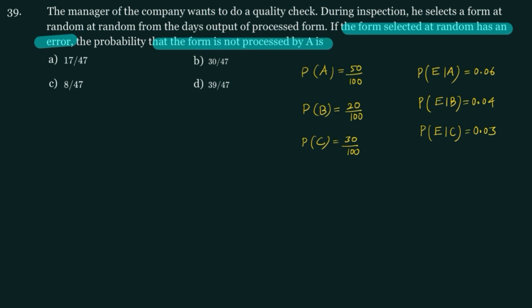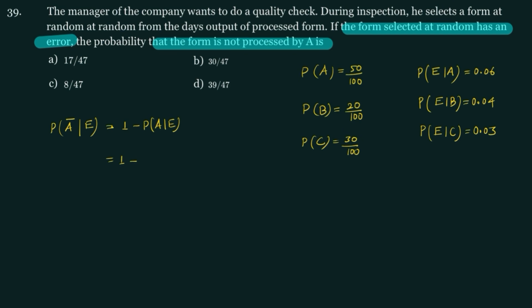So here we have to find the probability that the form has not been processed by A, that means A not. But what is the condition? Condition is that there is an error in the form. Probability of A not can be written as 1 minus probability of A under the condition E. So this will be equal to 1 minus probability of A by E.